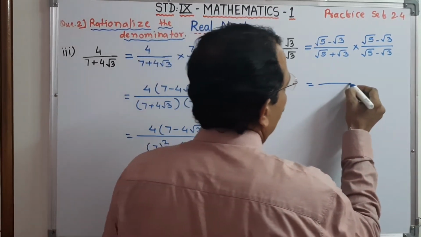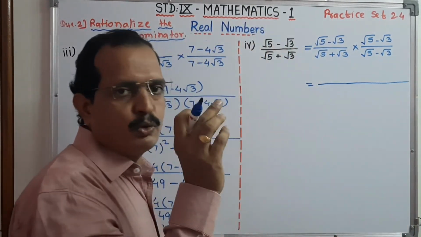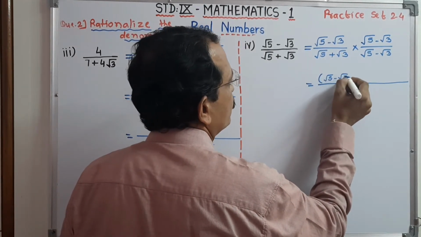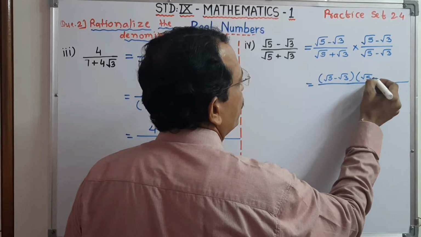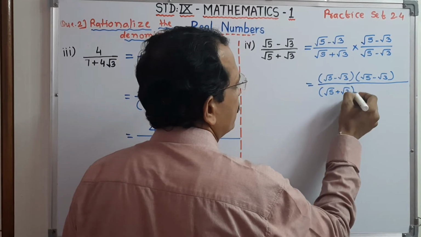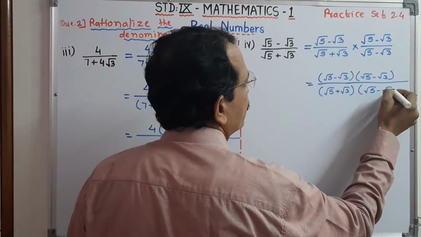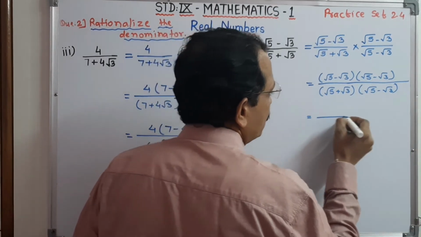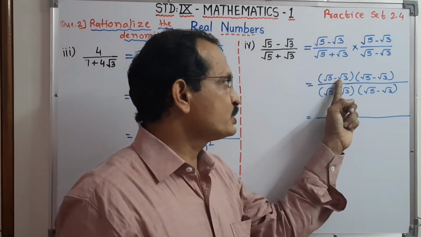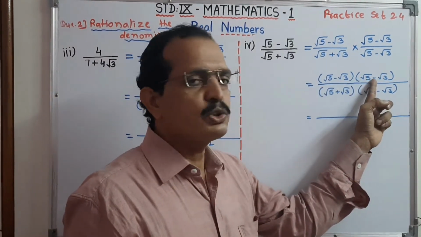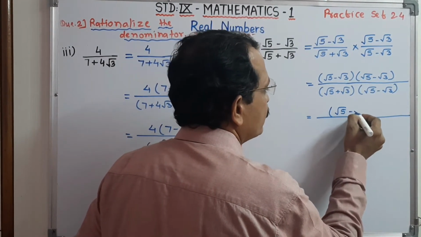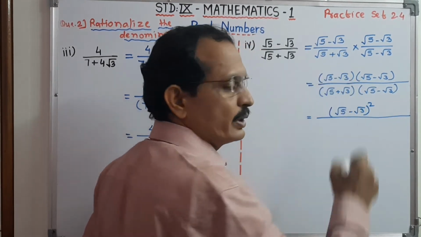Now we have to do the multiplication of numerator with numerator and denominator with denominator. Root 5 minus root 3 into root 5 minus root 3, and here it is root 5 plus root 3 into root 5 minus root 3. Dear student, at the numerator place, if we observe, this is root 5 minus root 3 and here it is root 5 minus root 3, that means it is (root 5 minus root 3) bracket square.